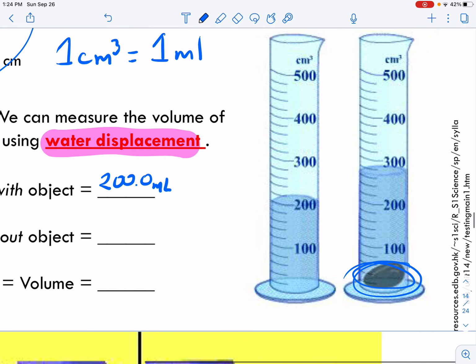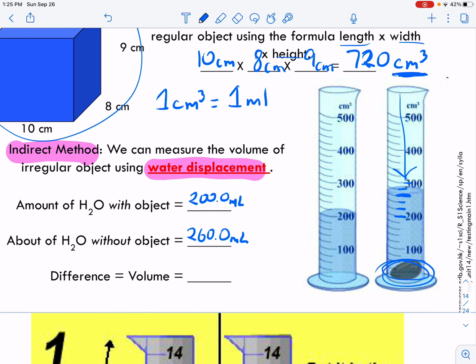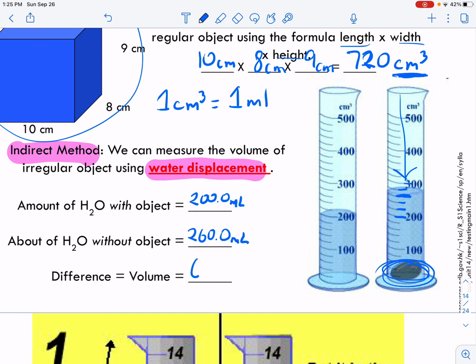And then I drop the rock into the graduated cylinder, and I see that it rose from 200 to 220, 240, 260, 280, 300. It looks to me it's right at 260. So I'm going to say 260.0 milliliters. So how much space did that rock take up? Well, since the volume increased from 200 to 260, the difference is 60 milliliters. That is the volume of that rock.